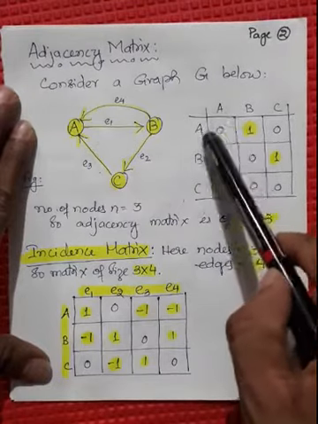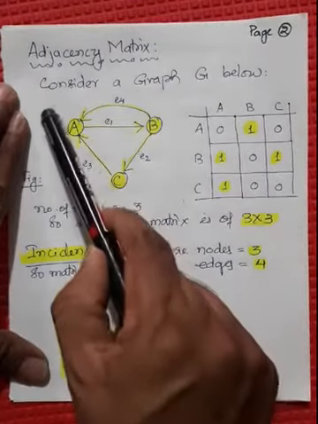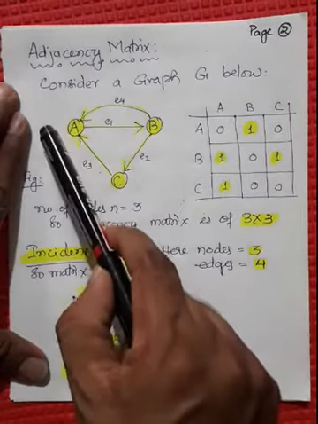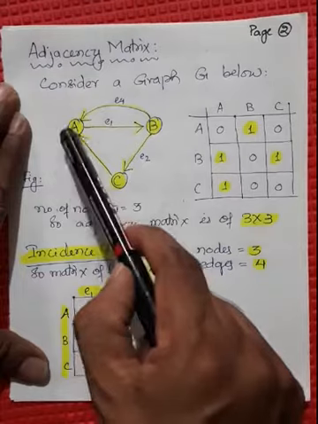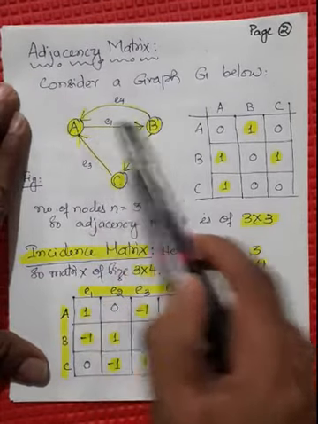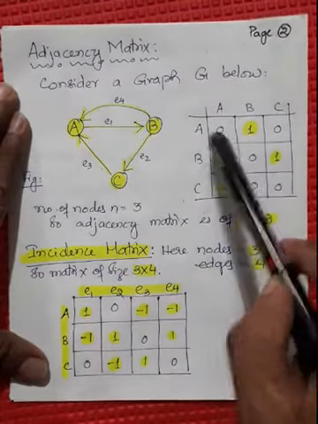Now A to A, the value is 0, meaning there is no edge where the source is A and the destination is A. Is there any edge? Only if there is a self loop would there be an edge, but here there is no edge, so the value is 0.